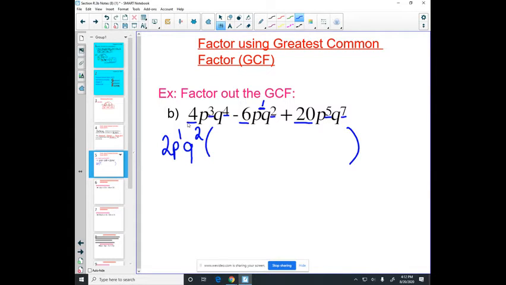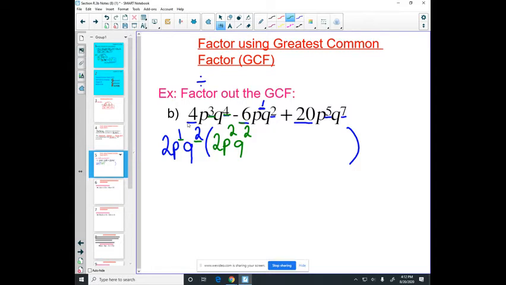And when we factor, we said this means to divide, so that's exactly what I'm going to do. 4 divided by 2 is 2. I had 3 p's, but I pulled 1 out, so I'm left with 2 p's. I had 4 q's, I pulled 2 out, so I'm left with 2 q's. Okay, so factoring is dividing the numbers and then pulling out the variables.